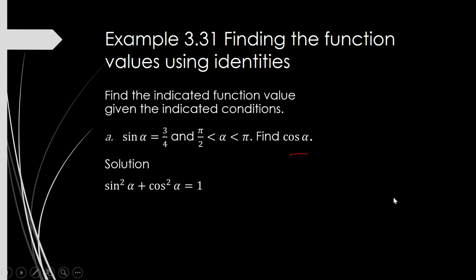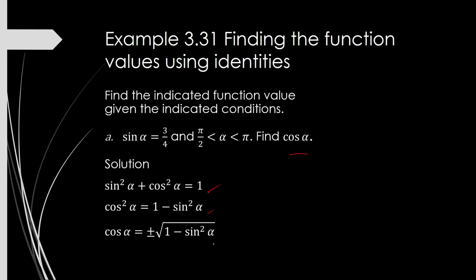So we know that the square of sine of alpha plus the square of cosine of alpha is equal to 1. And so we shall use this to find cosine of alpha. So by transposition, the square of cosine of alpha is equal to this. And so cosine of alpha is equal to plus or minus the square root of 1 minus the square of sine of alpha.